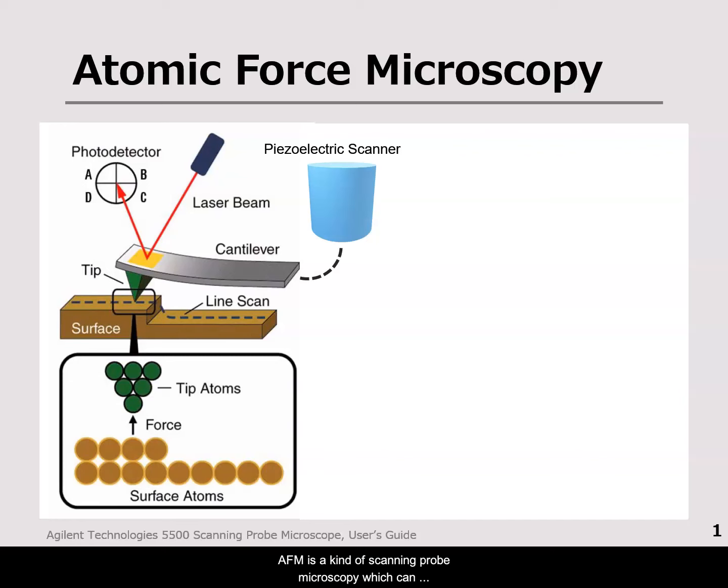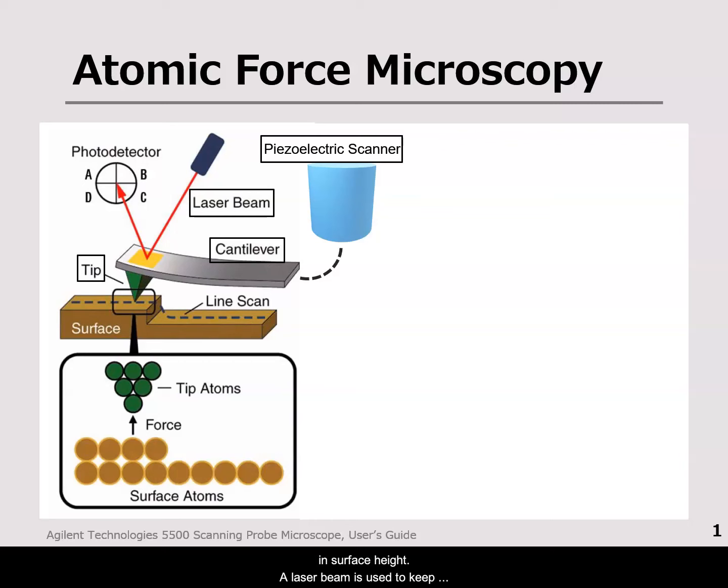AFM is a kind of scanning probe microscopy, which can tell you the properties of a sample surface, such as its topography, adhesion, and elasticity. Usually, it has a resolution of several nanometers. An AFM is composed of a cantilever, whose motion is controlled by a piezoelectric scanner. At the end of the cantilever, there is a tip, which moves along the sample surface in order to discern any change in surface height.